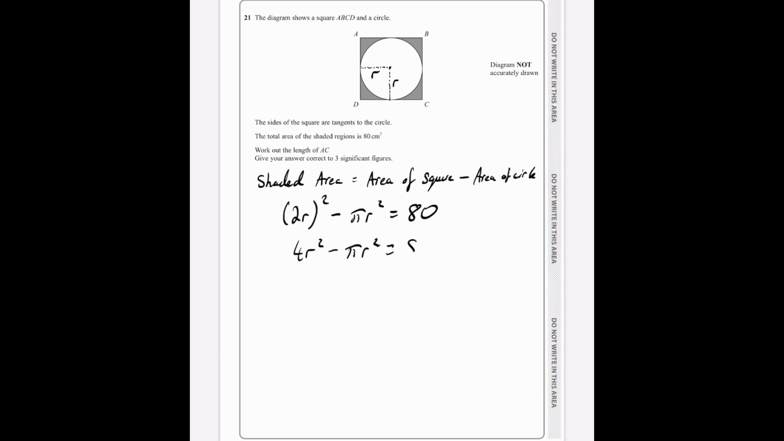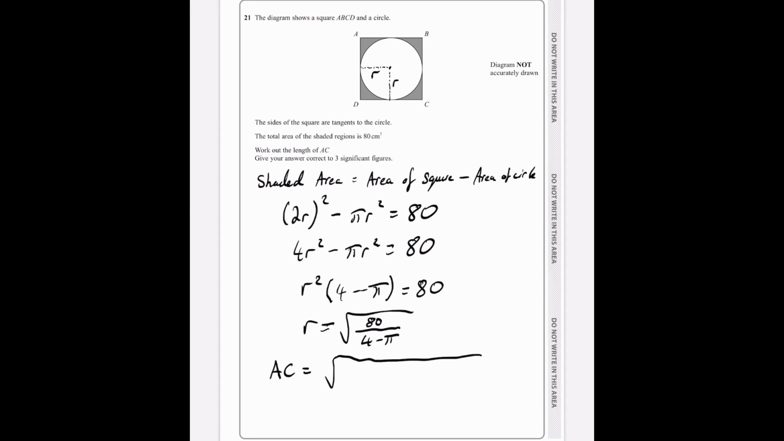Simplifying 2r all squared to get 4r squared minus pi r squared equals 80. I'm going to factorise out an r squared from the left-hand side. And then divide both sides by 4 minus pi and square root it, and that will work out r. If you worked out r, that's absolutely fine. You could leave it then as an uncalculated expression, or if you calculate it and you use the answer function in your calculator, that's absolutely fine.